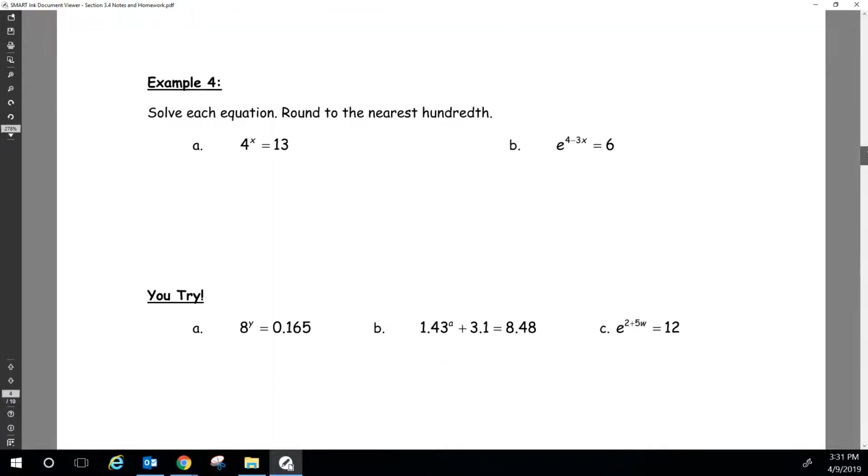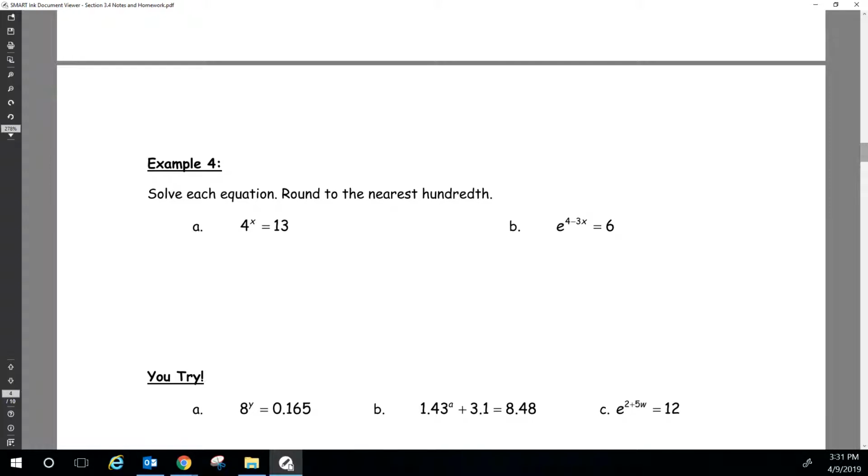All right, moving on to example number 4. It says solve each equation, round to the nearest hundredth. So for this guy, can I turn 13 into some base of 4? I cannot do that, not without a calculator, right? Which is the whole reason why we have logs. But so 4 to the x is equal to 13.